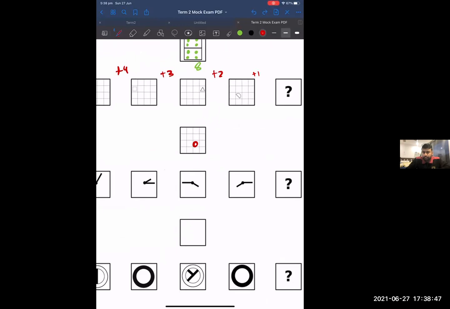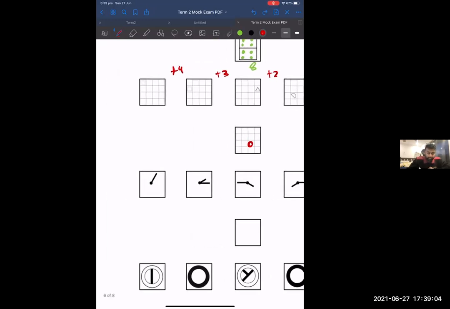Isn't it supposed to be subtract 4, subtract 3, subtract 2, and subtract 1? Where am I wrong? No, you put +4, +3, +2, +1. Yes, my friend. But did you pay attention? The +4, +3, +2 is the movement of the shape. 1, 2, 3, 4. 1, 2, 3. 1, 2, and 1.